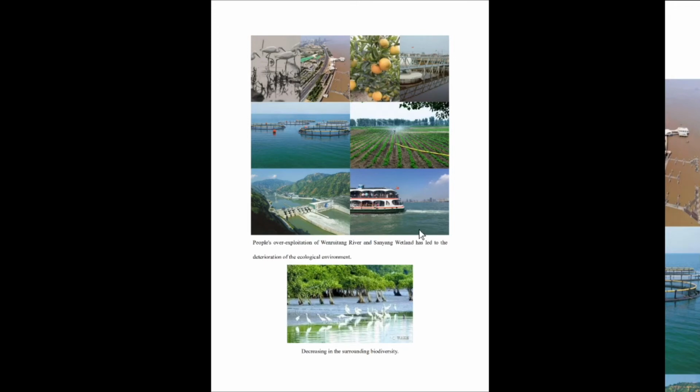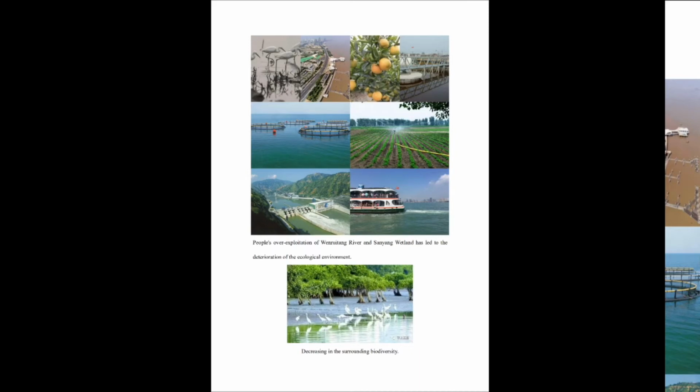So the second part is about the functions of the wetland. Wetland is known as the kidney of the earth. I will talk about its ecological effects, economic benefits, and social benefits. First is about the ecological effects.